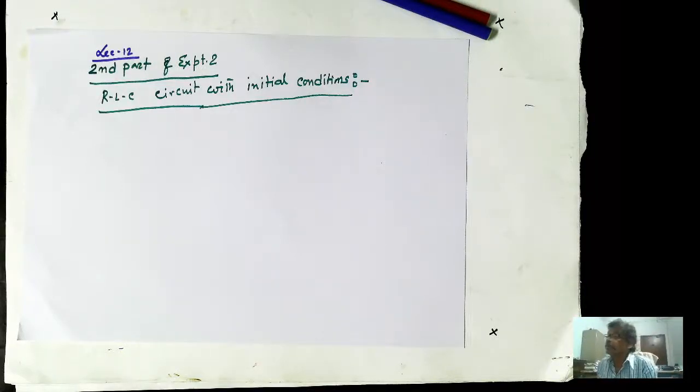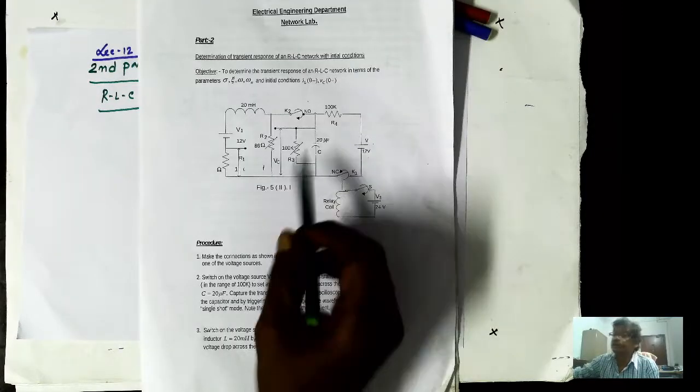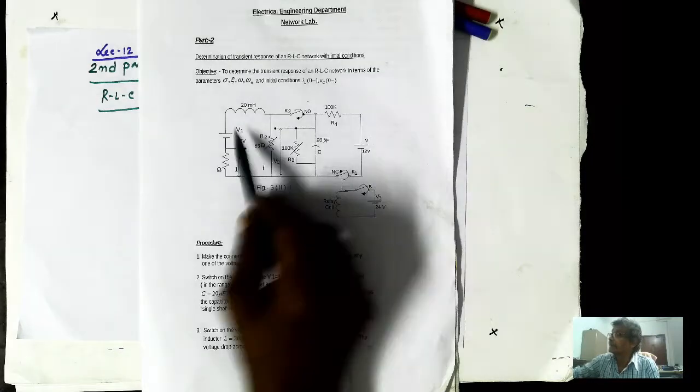Welcome to lecture number 12, where I will tell you briefly about the second part of experiment 2, with an RLC circuit only, with some initial conditions. You will see that this RLC circuit, of course, is not series connected as it turns out to be. And the circuit given in your lab manual is like this. This is the RLC circuit.